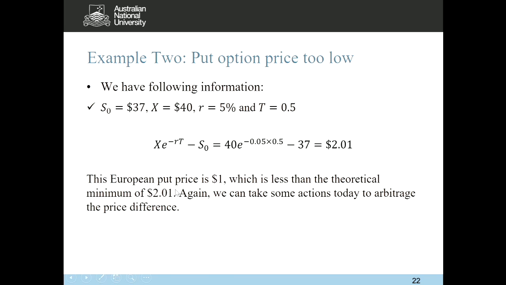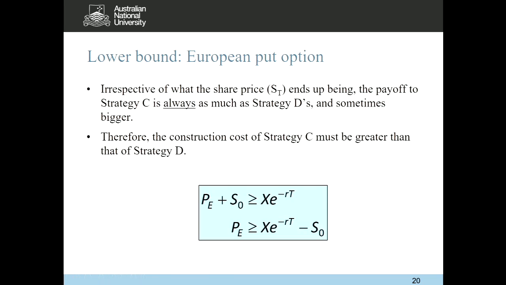Therefore, similarly, we can do something today to arbitrage away the price difference. How do we set up this arbitrage portfolio? Again, it should be based on this equation here, on these two portfolios. Now we understand the put option is underpriced, right? So we want to long the underpriced put option. Not only do we need to long the underpriced put, but we also need to get prepared for the scenario of exercising the put option. What do I mean by that?